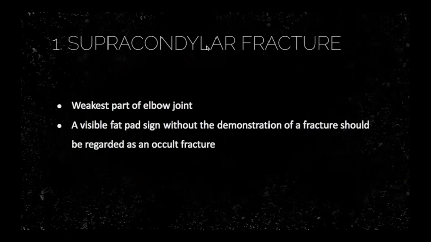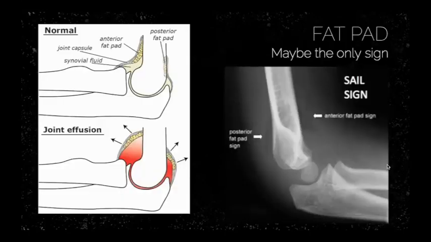Supracondylar is basically the weakest part of the elbow joint. That's why it's very common. And then, of course, one of the key points that we need to see on the elbow radiograph is the fat pad sign, but a visible fat pad sign without demonstration of a fracture should be regarded as an occult fracture. So a little bit on the fat pad.